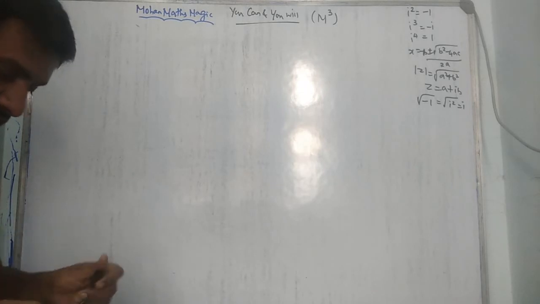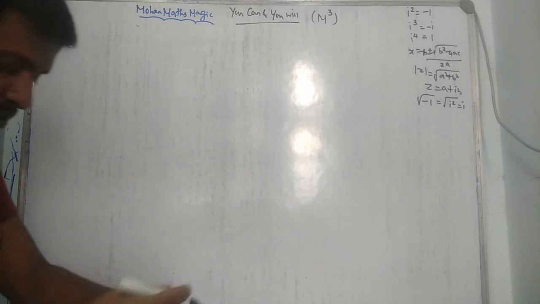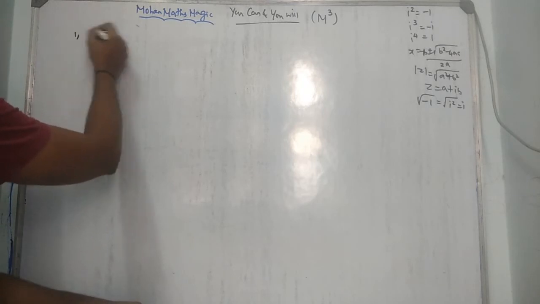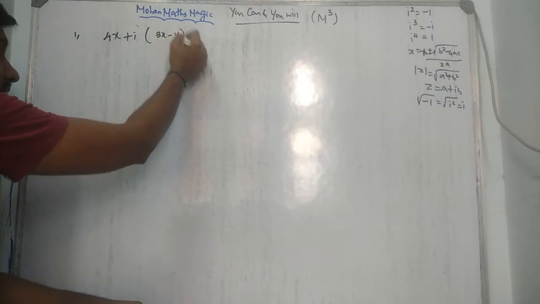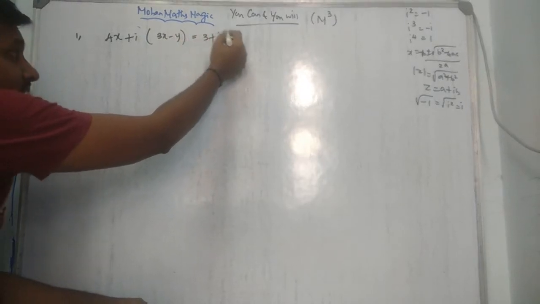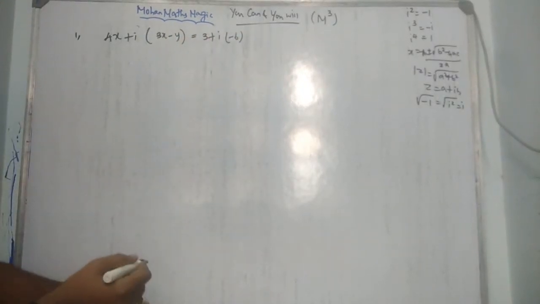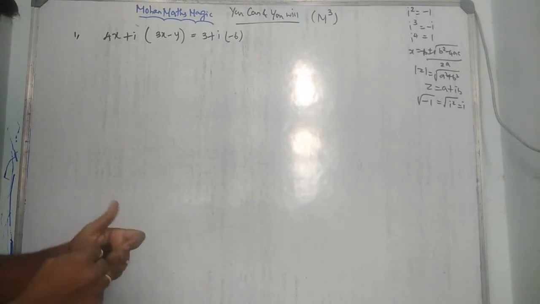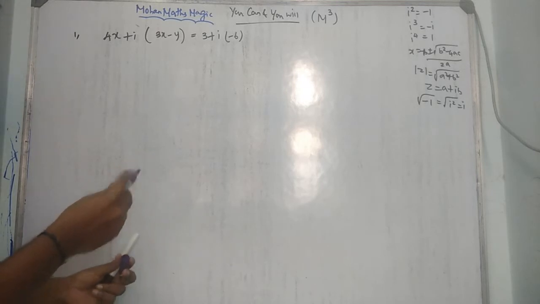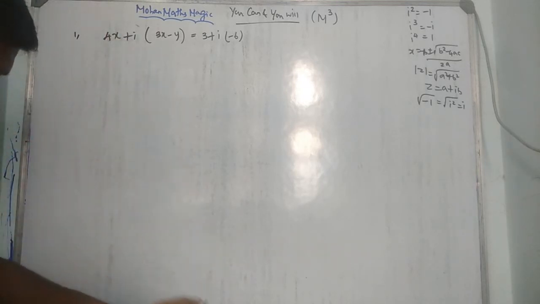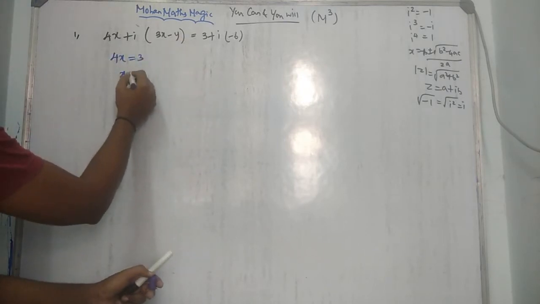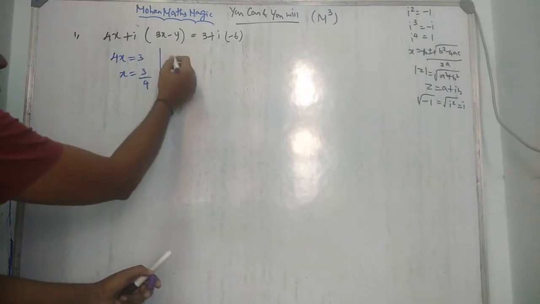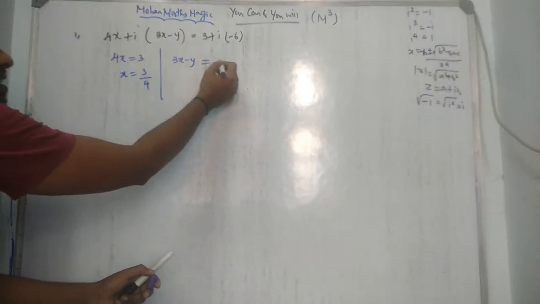Example number 1: 4x plus i times (3x minus y) is equal to 3 plus i times (minus 6). So you have to equate the real part and the imaginary part, as I already told you. The real part on the left is 4x, and on the right is 3, so x equals 3 upon 4.